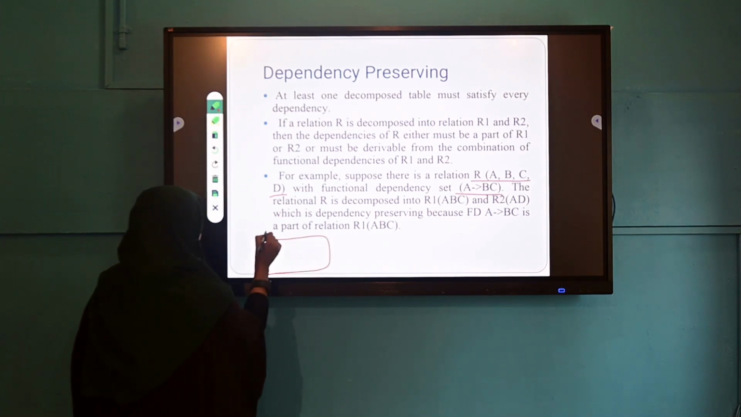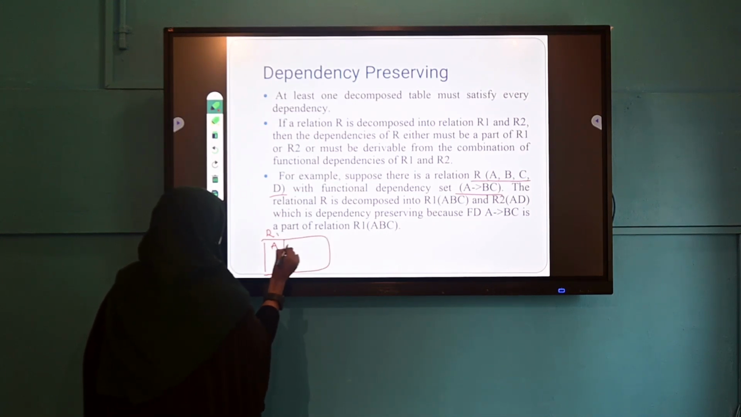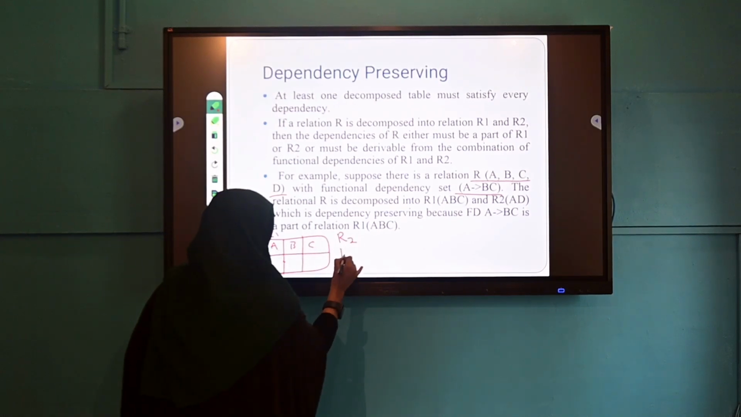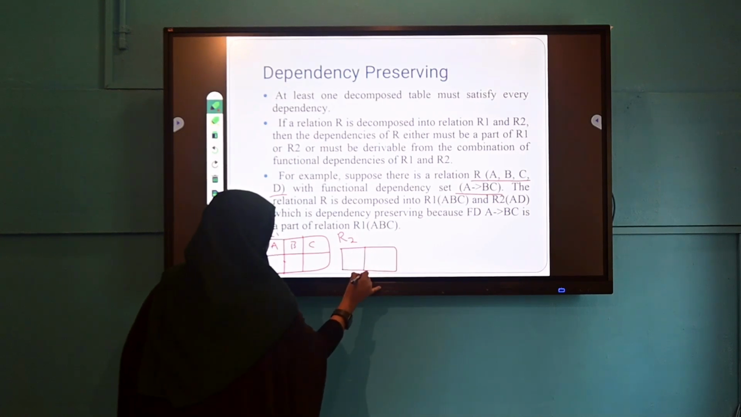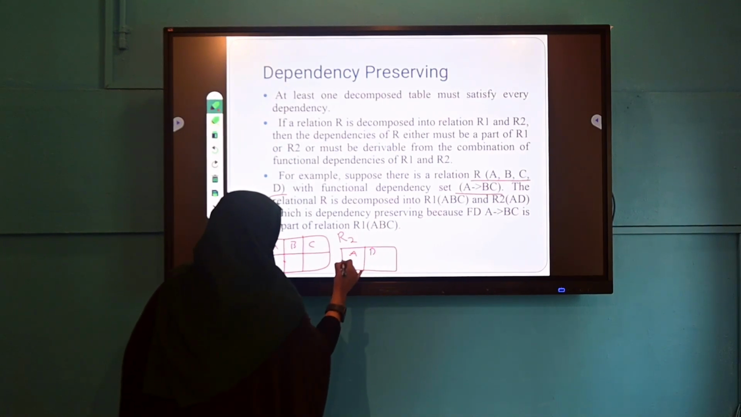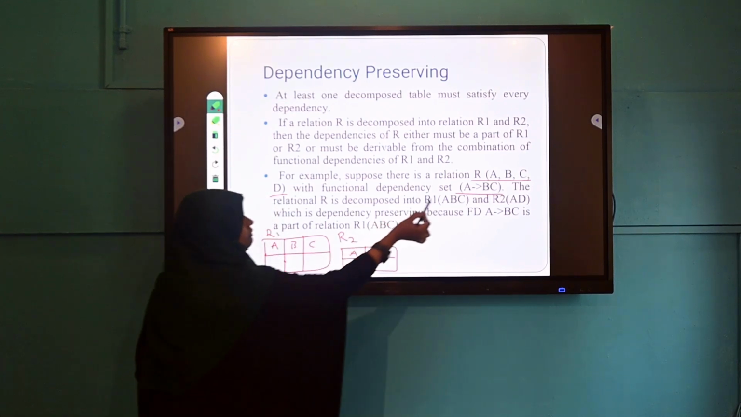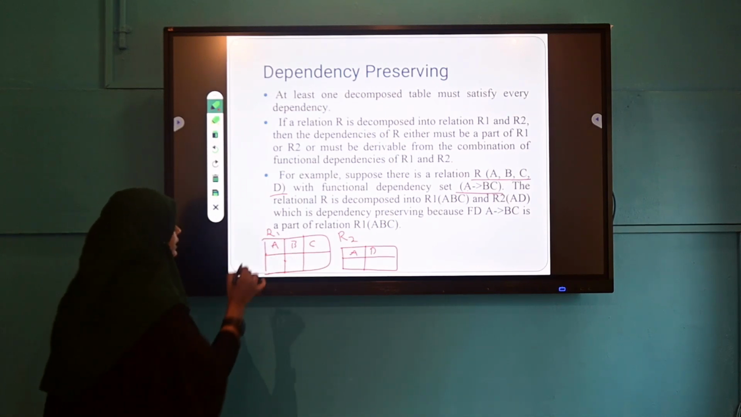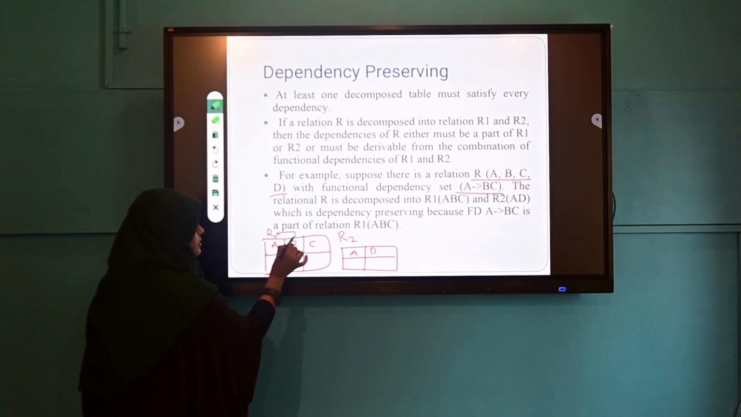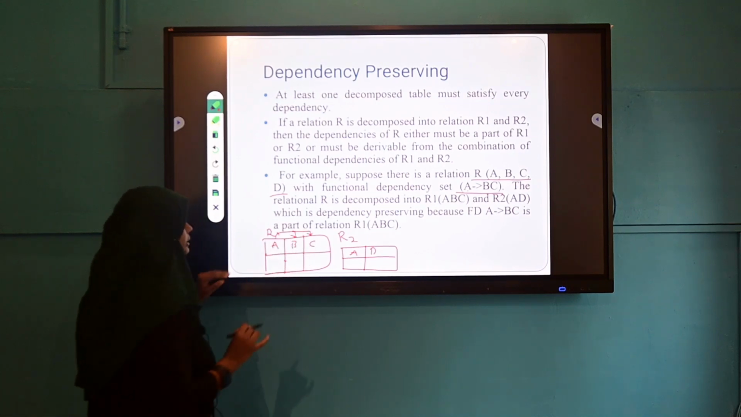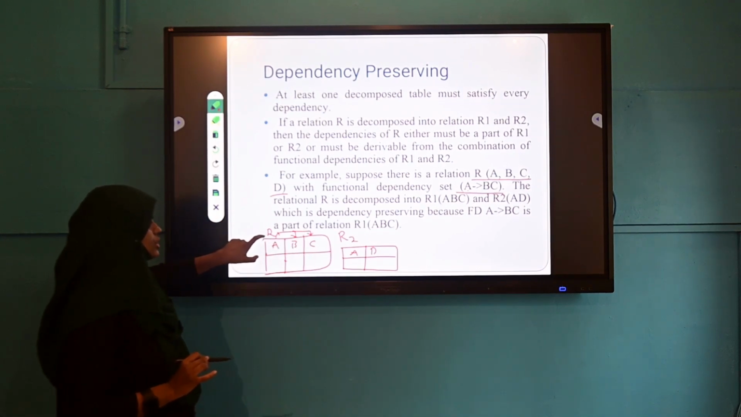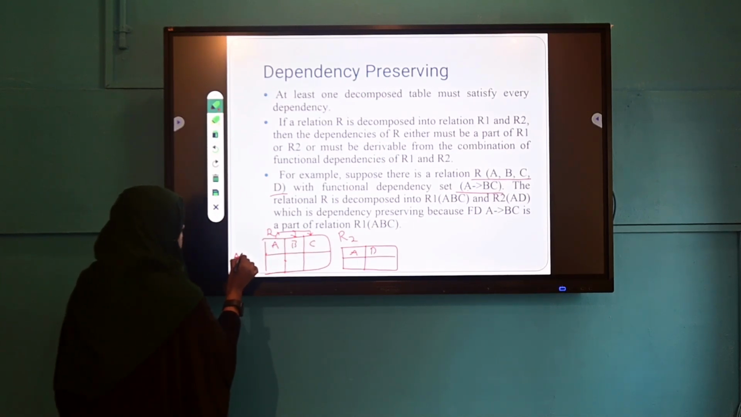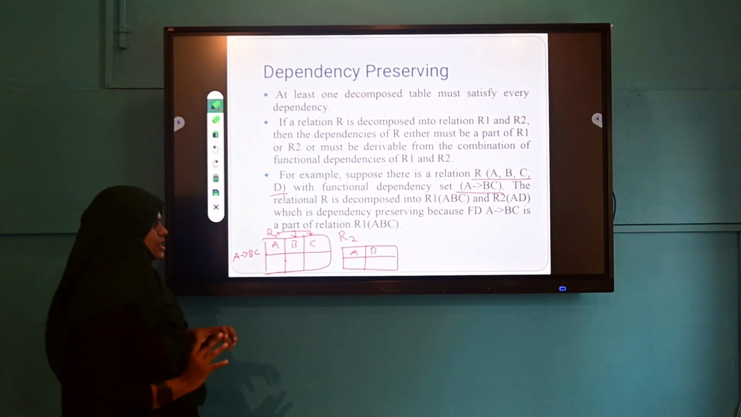That means R1 has attributes ABC and R2 has attributes AD. And in the main table, we have one functional dependency A gives BC. By using R1, we can define the functional dependency A gives BC. That means the smaller relation R1 holds the functional dependency A gives BC, which preserves the functional dependency.